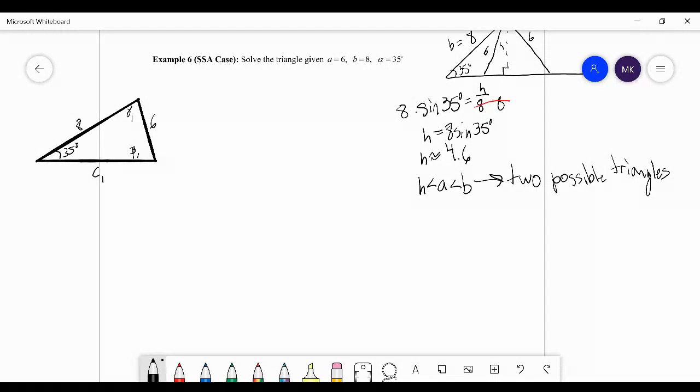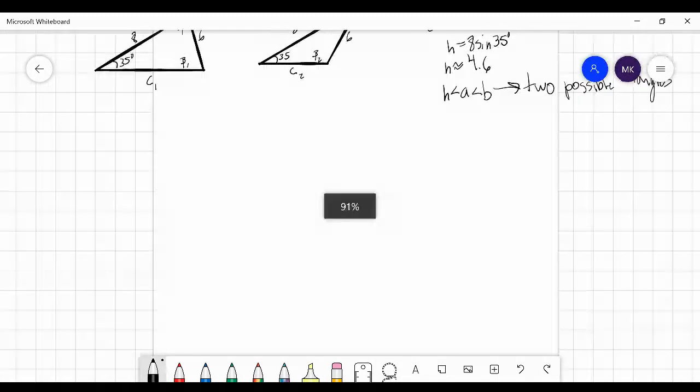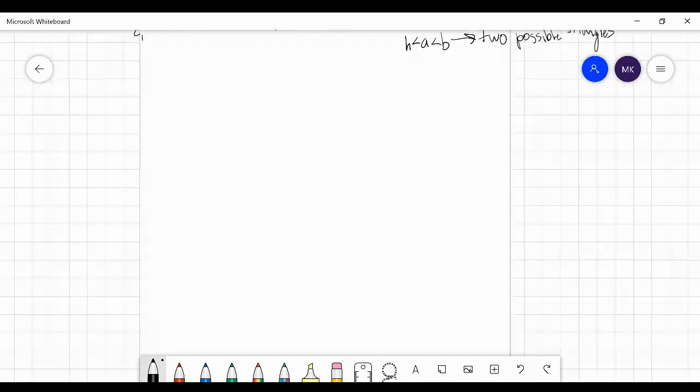Now, the reason I put these sub 1s is because this is just our first potential triangle. Here's our other triangle, 35, 8, 6. And this is beta 2, gamma 2, and C2. And so what I'm going to do is zoom out a little bit so we have a little more of an overall view.